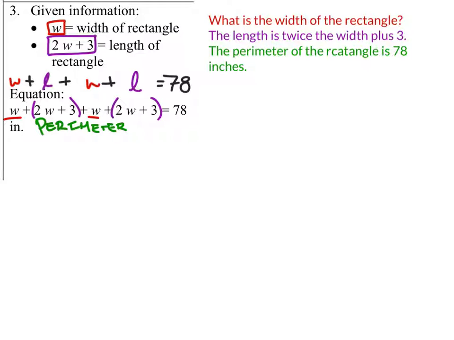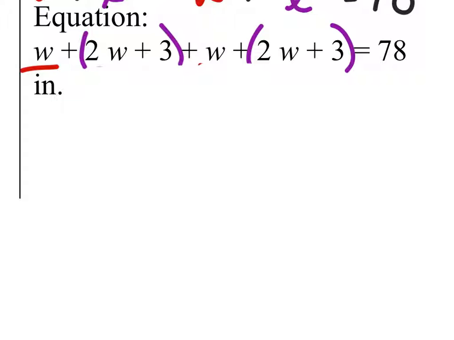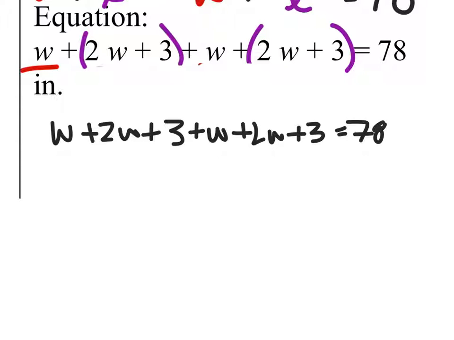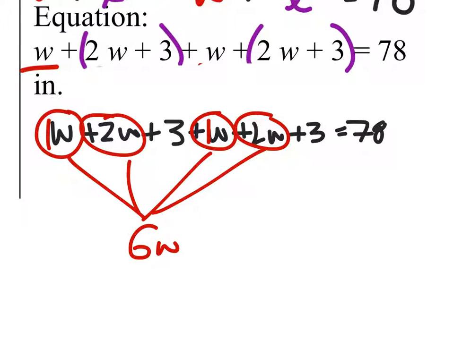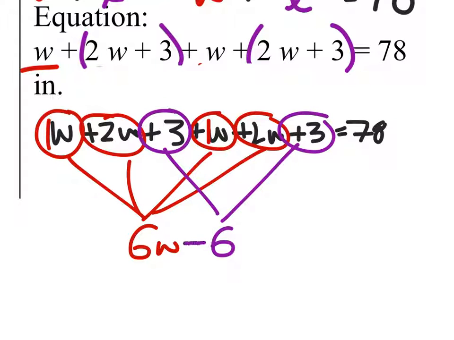Now that we have that, let's go ahead and solve the equation, all right? So in solving this equation, we don't really need the parentheses there, so we could just put W plus 2W plus 3. And right here, I would just be looking to combine like terms. I got this W, that's a 1W, plus this 2W's, plus this 1W right here, and these 2W's. So when I combine all of them, I should get 6 of these W's. Now I still got this 3 and this 3, which when I combine, I get a positive 6. This should equal 78.